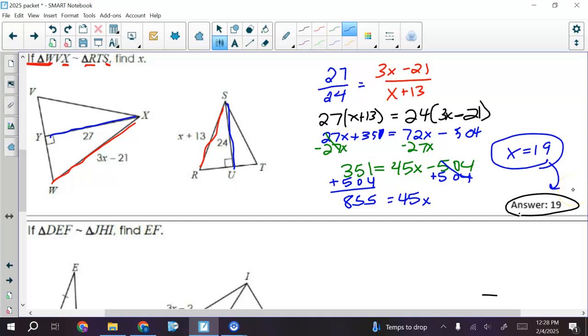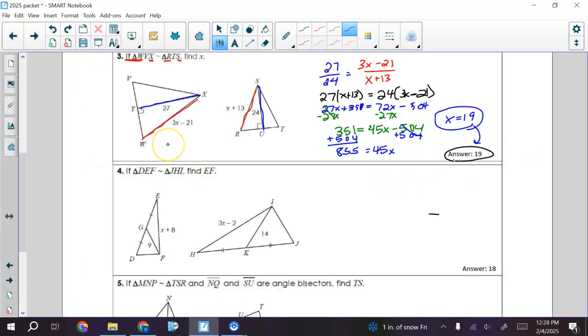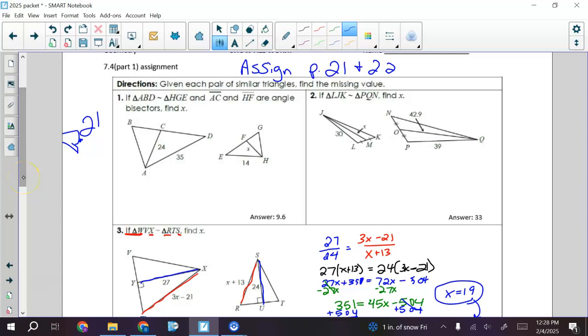Okay? All right, so your assignment is to do the 7.4 part 1 worksheet. It is on page 21 and 22. We have a couple assignments in your packet that we have not checked, so just try to get it caught up if you can for tomorrow.